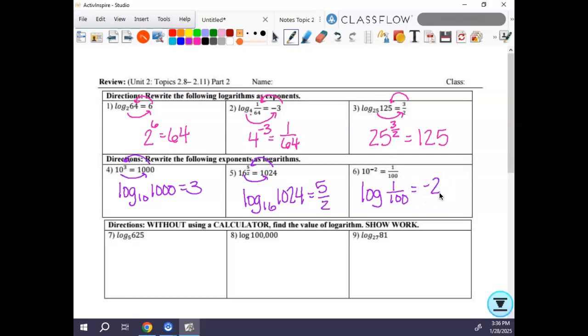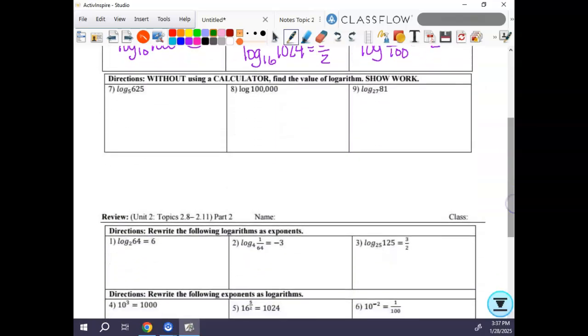Okay, I'm going to give you a bonus one on this. What if I had e to the 5th equals y? If I rewrite that as a log, that log base e, that becomes natural log of y equals 5. Okay, so just remember your natural logs and your e's there.